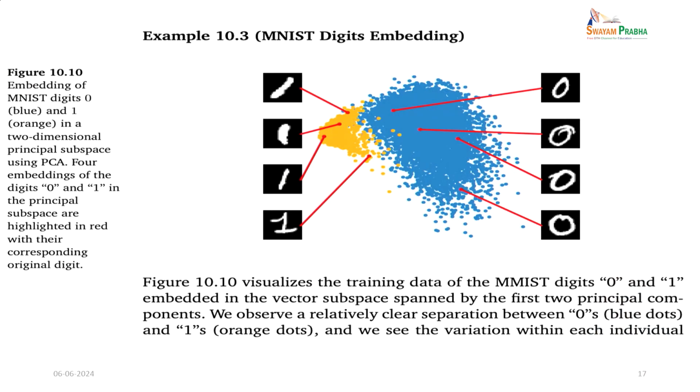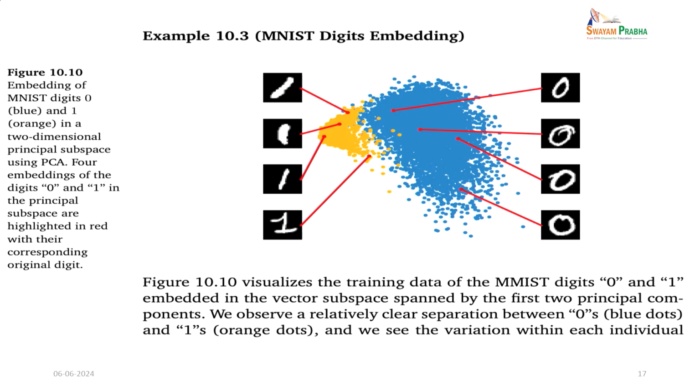Now, this picture shows the embedding of MNIST digits 0 and 1, where 0 is represented in blue and 1 in orange, in a two-dimensional principal subspace using principal component analysis. The four embeddings of digits 0 and 1 in the principal subspace are highlighted in red with their corresponding original digit.